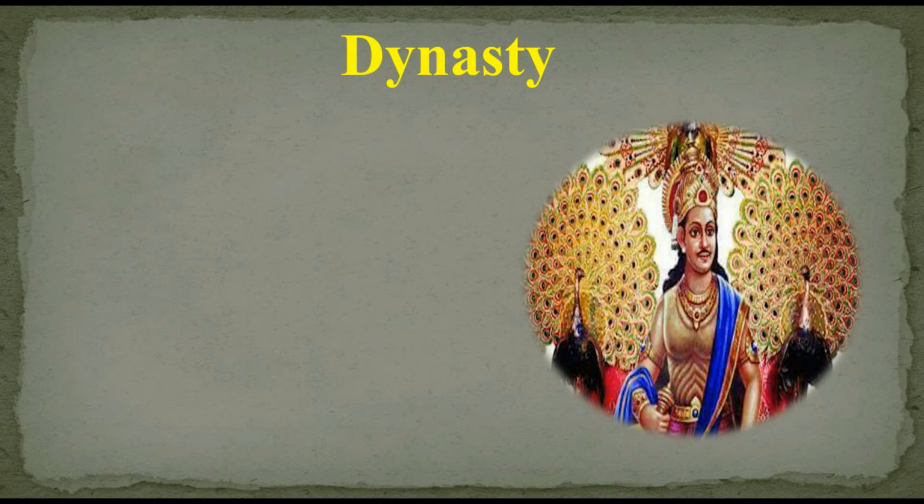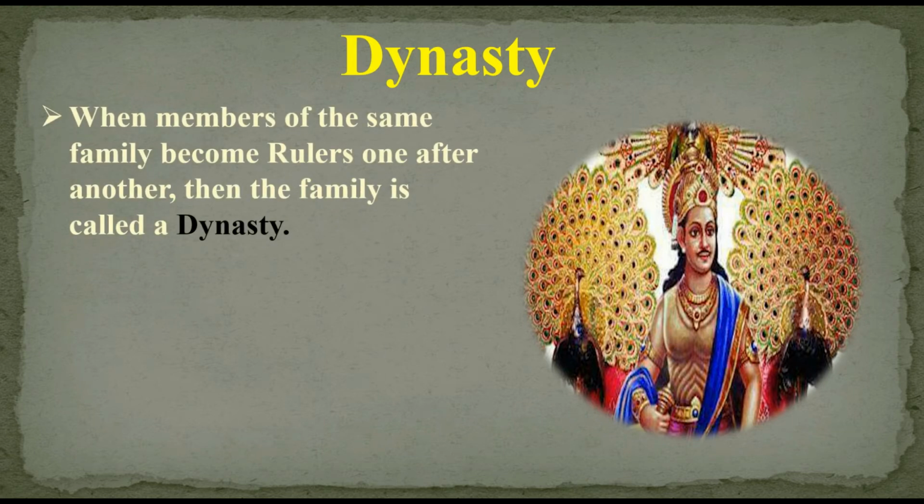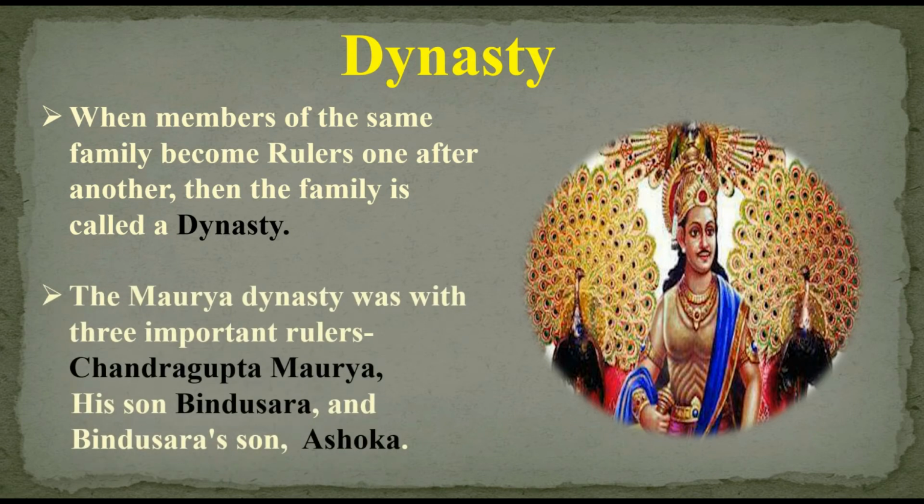So what is meant by dynasty? When members of the same family become rulers one after another, then the family is called a dynasty. Here, for example, we see Chandragupta Maurya. The Maurya dynasty was with three important rulers: this Chandragupta Maurya, his son Bindusara, and Bindusara's son Ashoka.